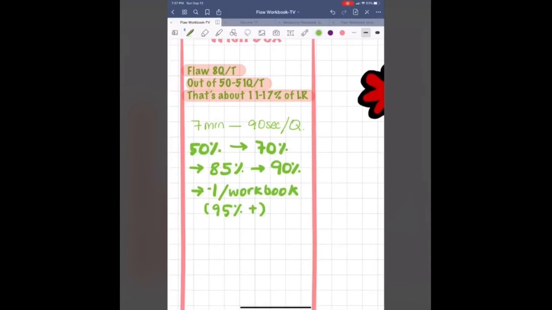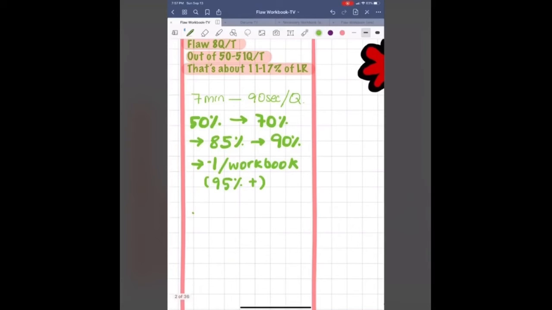For speed, I would have written 7 minutes because that's where we started. Then like 3 minutes, 2 minutes. And a side note, we were stuck in 2 minutes or 2.5 minutes for a while. And then 90 seconds. 60 seconds to 40 seconds.